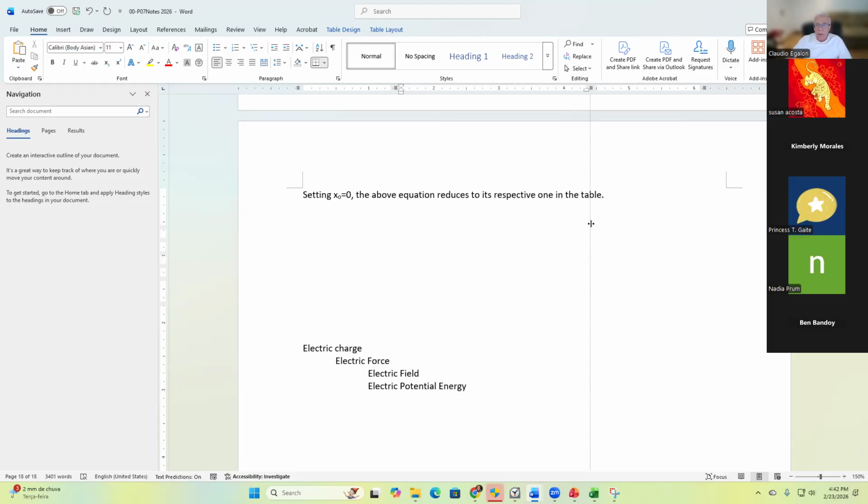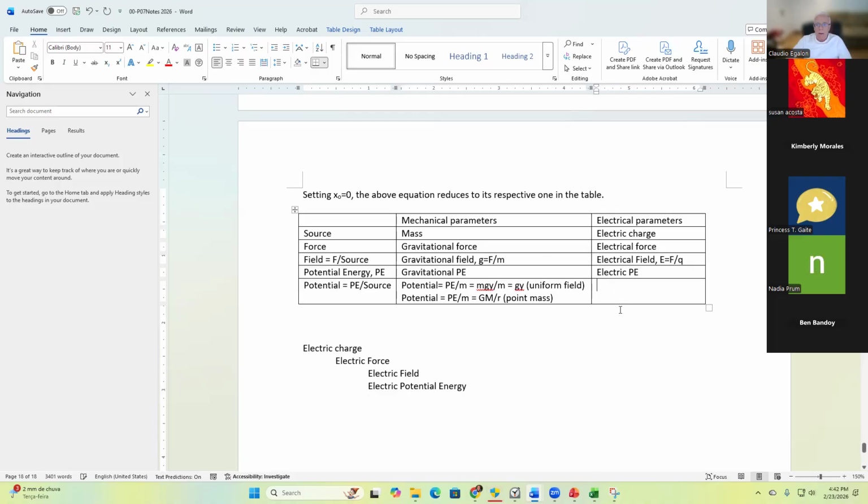And we can do the same for the electric field. If the electric potential energy is QEY, the potential of a uniform electric field is going to be minus EY. Just like we had, okay, uniform E field. Uniform E field. Let's see if I can shrink it a little bit more.